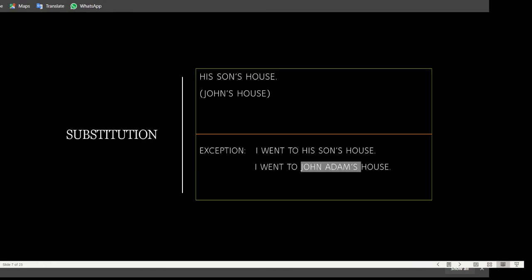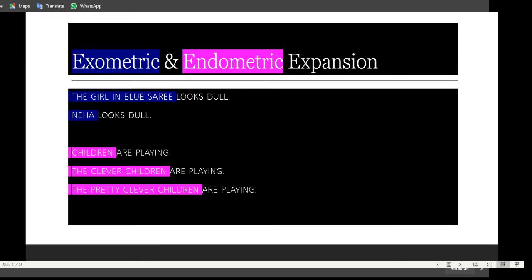That is another criterion. And there are two types of expansion: exocentric expansion and endocentric expansion. Exocentric expansion is what we saw in this particular example. There is a complete substitution of one particular part by another simple word. The young man with a paper can be completely substituted by John. That is exocentric expansion.